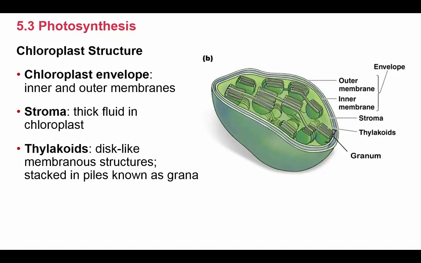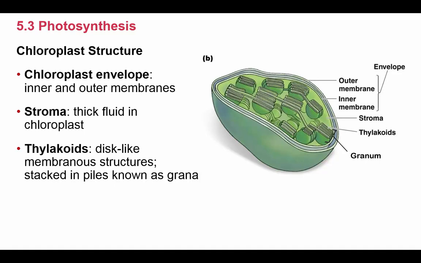Now let's look at the structure of the chloroplast. First of all, it's got a double layered envelope or membrane around it. There's an inner membrane and an outer membrane. And the stroma is the thick fluid that's in the chloroplast. The thylakoids are these little disc-like structures, and they're membranous structures, so sometimes they're called thylakoid membranes.